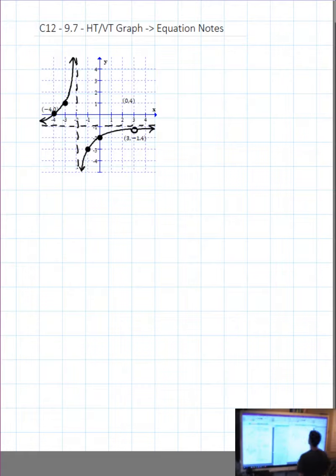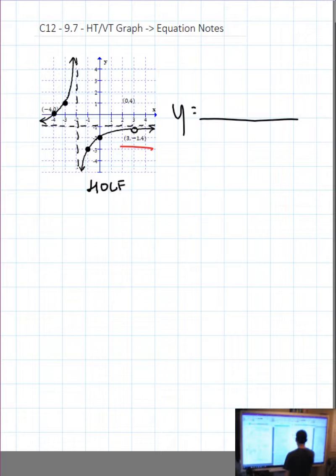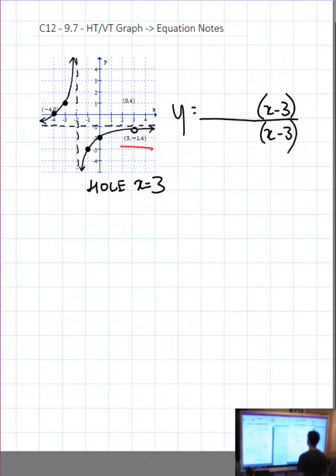So we have another graph with a hole. So we remembered that we simply put the factor of the hole. So we have a hole when x equals 3. So we simply want to put x minus 3 on the top and the bottom. Now this time we also have a vertical asymptote at x equals -2. So we need to put plus 2 on the bottom at that location.